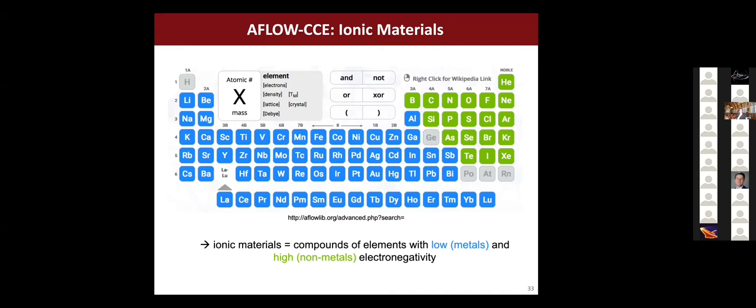So these are for ionic or polar materials, which basically is a mixture of compounds of elements with metals and nonmetals. Okay, so they're highlighted in blue. So we have a compound that is a mixture of the blue and the green, then we form a polar material. Okay. So our corrections are going to be very important for these types of materials.